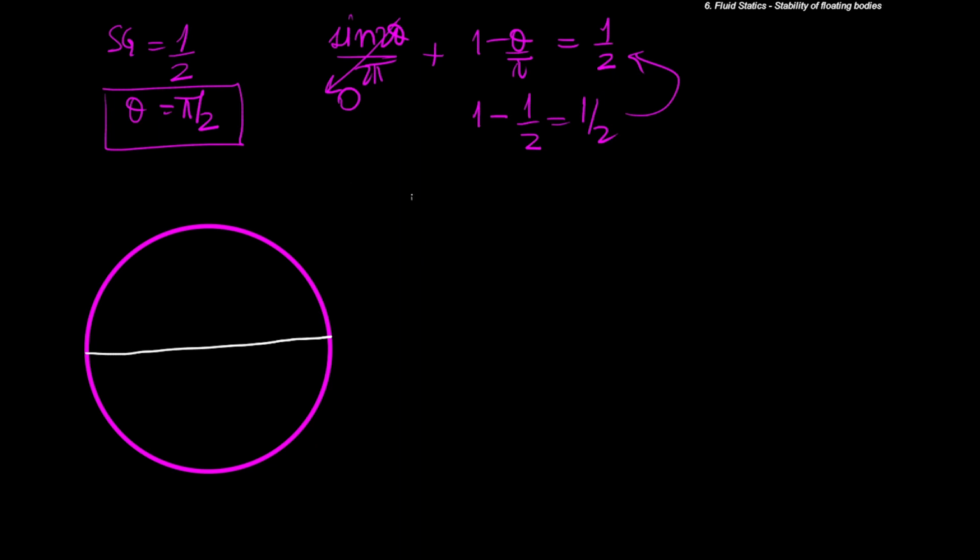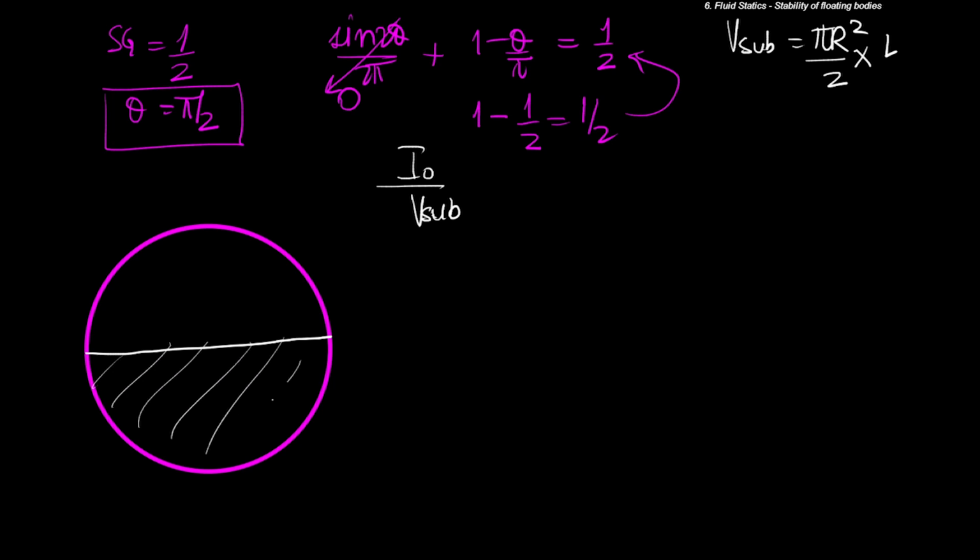So what is I naught upon V submerged? Now V submerged is simply pi r square upon 2 times L, that is half of the cylinder. This particular volume is submerged, and I naught is, so despite the cross section being a circle, the water line is going to be a rectangular one.